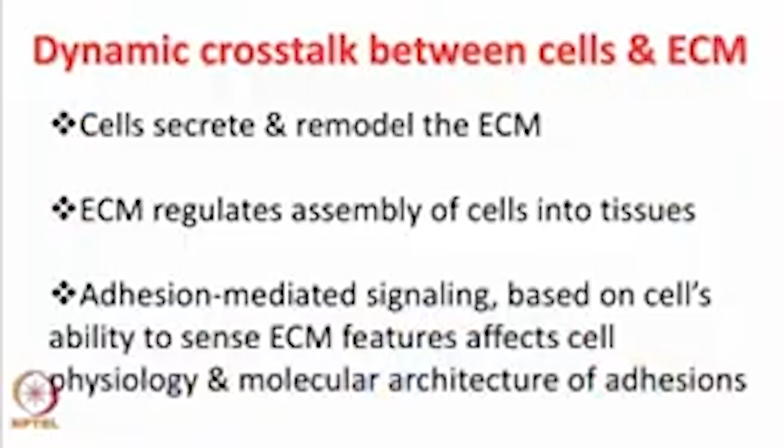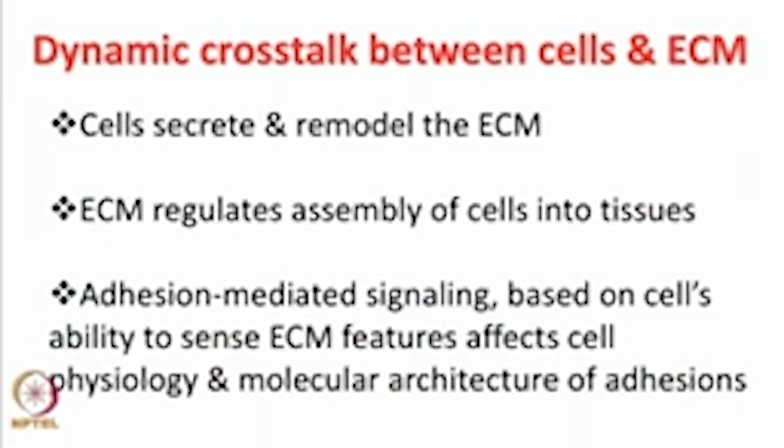And what we found, in the examples I had discussed, is that there is a continuous dynamic crosstalk between cells and their extracellular matrix. So, it is not A affects B or B affects A, it is the combination of things. There are cells which secrete the extracellular matrix, primary among them cells like fibroblasts in the connective tissue, which secrete a lot of collagen. Similarly, smooth muscle cells and other epithelial cells. These are the cells which secrete the extracellular matrix.